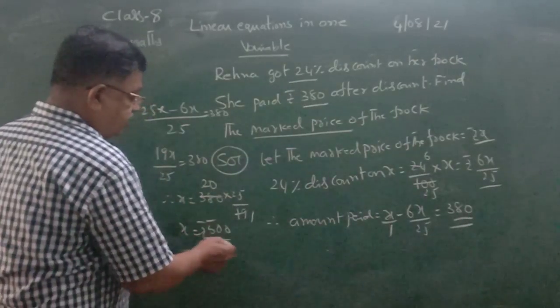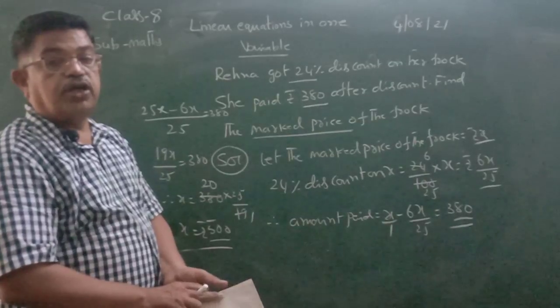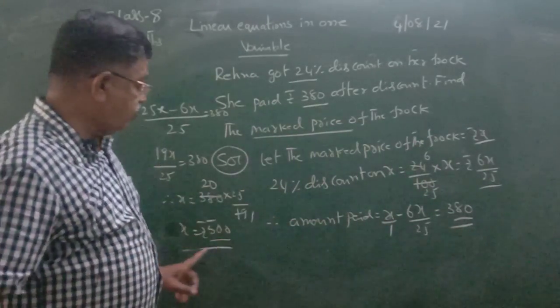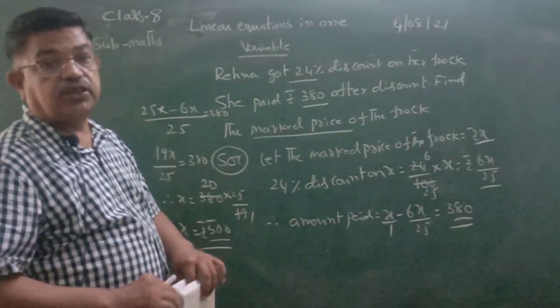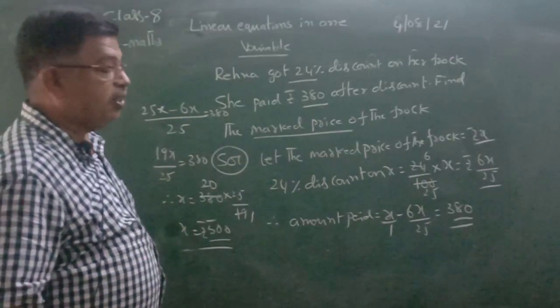20 into 25 is 500. So, what is given for us? A problem on discount. Discount is always calculated on market price. We want to find that market price, that is considered as X, on which 24% discount is given. We calculated 24% of X, which is 6x by 25.